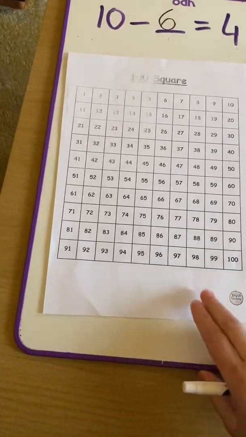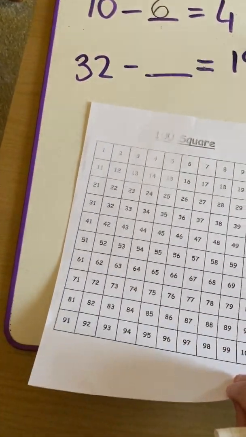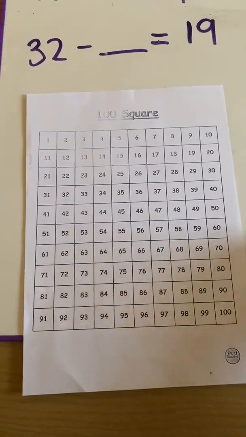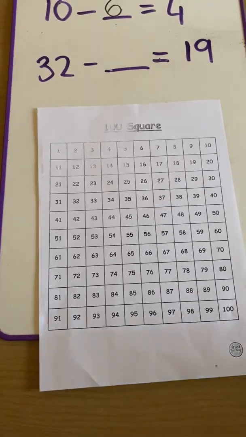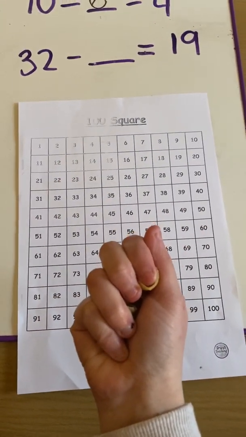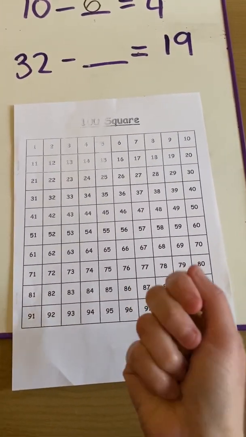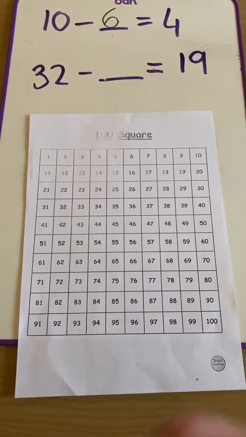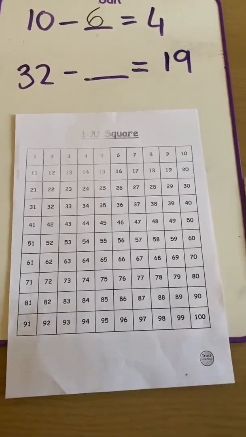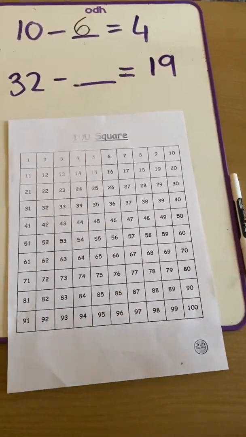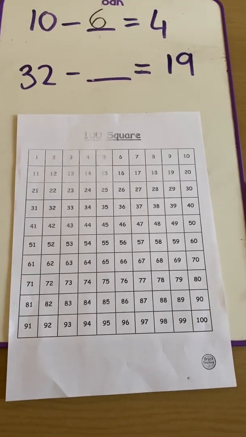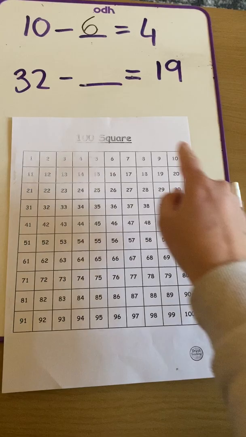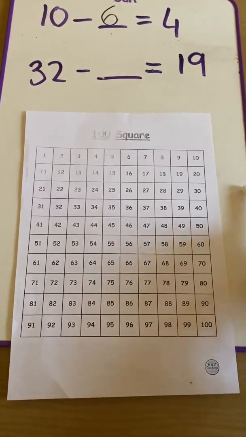Now let's try a slightly bigger number, because now we can look at numbers bigger than 10. We can look at much bigger numbers because we're not using concrete resources, because finding 32 pieces of pasta would be quite a lot. However, if you have resources that you can use to do that with, feel free. You might have 32 beads, or 32 smaller pieces of pasta, or 32 pencils or coins. You can choose. However, I'm going to show you using this strategy on the 100 square.